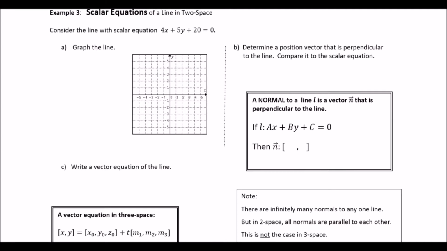First of all, it says to graph the line. How do I graph it? Well, I'm going to graph using the x- and y-intercepts. So x-intercept, set y equals 0 and solve for x. So 4x equals negative 20. I brought the 20 over, set that to 0. So x equals negative 5.